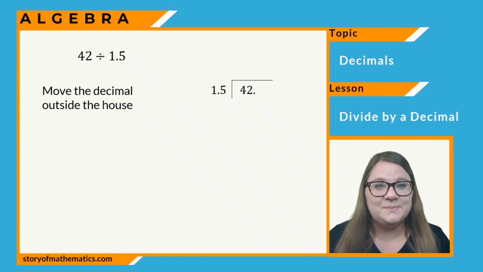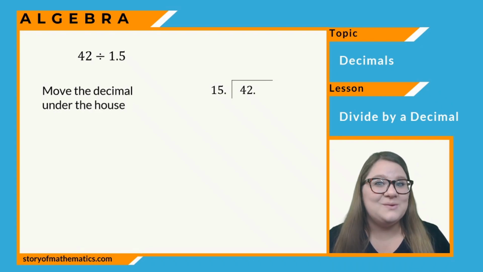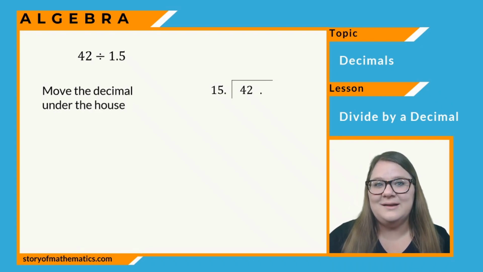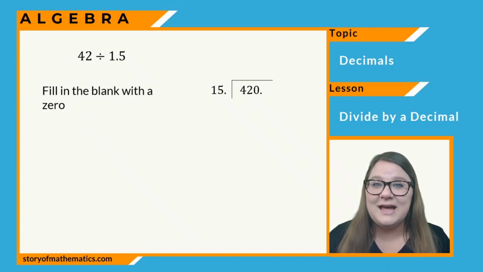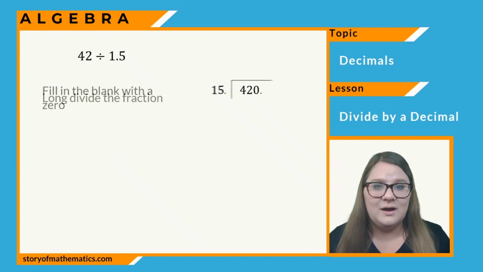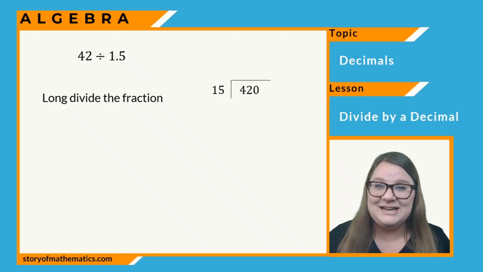So now I'm going to move that decimal outside the house. 1.5, I'm going to move the decimal place once to the right, and then it's 15. Hey, look at that. It's already a whole number. I'm in great shape. So that means I need to move the decimal inside the house one place as well. So I move it over 1 and I fill in the blank with a 0.